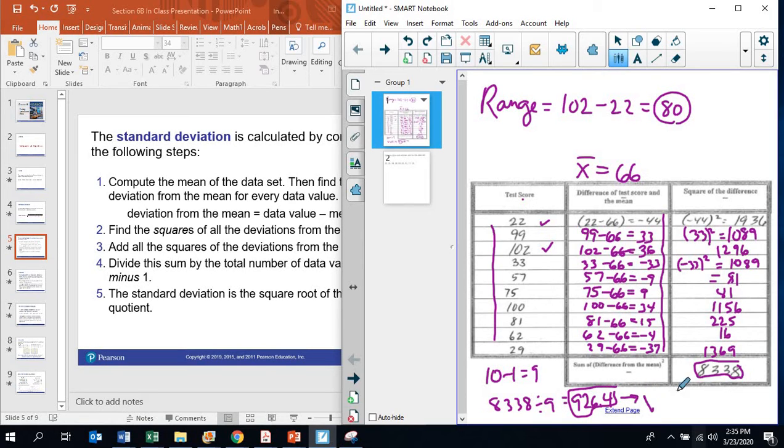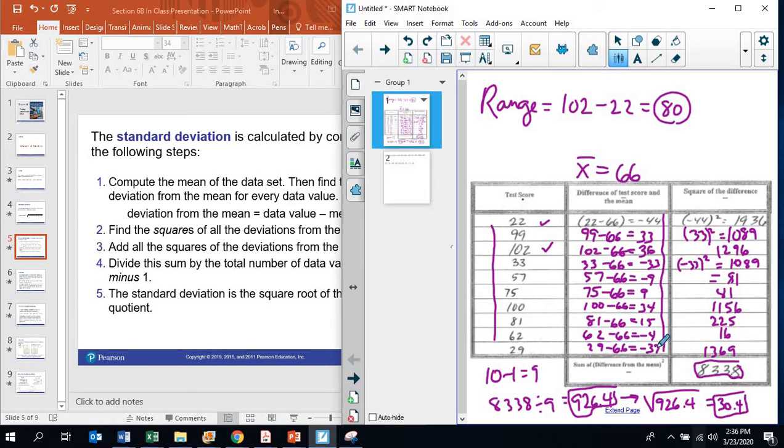Then our last step is to take the square root of 926.4, and you end up with 30.4. So 30.4 is our standard deviation for this problem, and that tells us when the mean is 66, the standard deviation is 30.4, which is a pretty big number compared to 66. That tells us our numbers are kind of spread out, and as you can see, with these 10 numbers, they certainly are spread out.